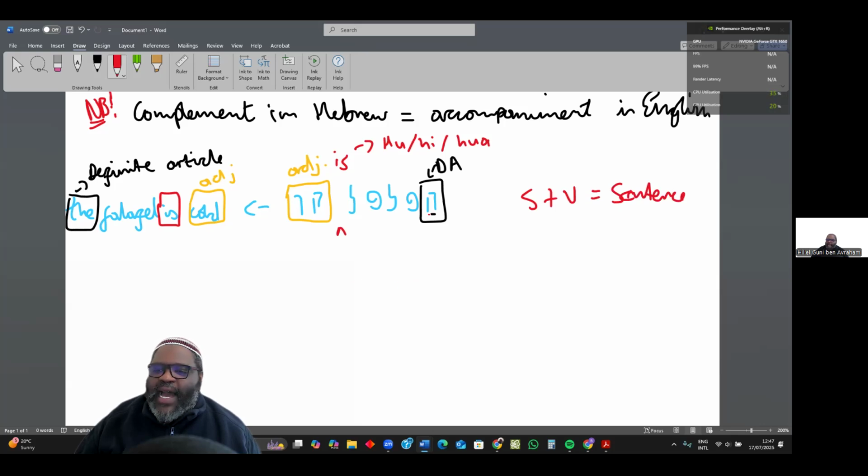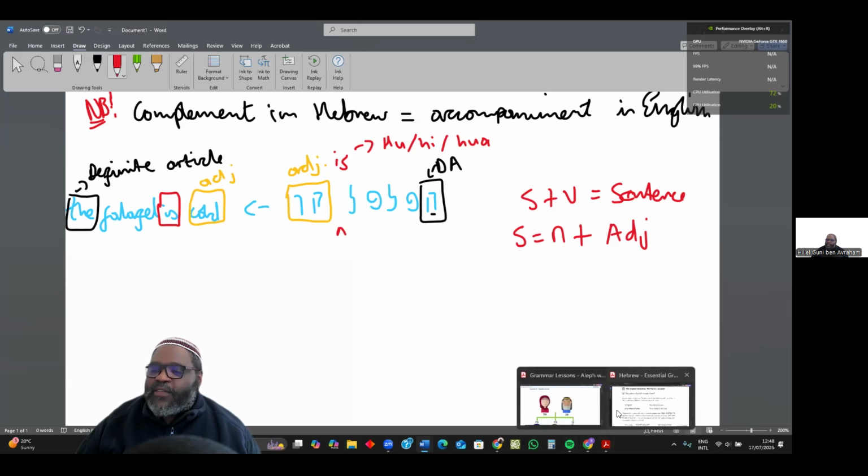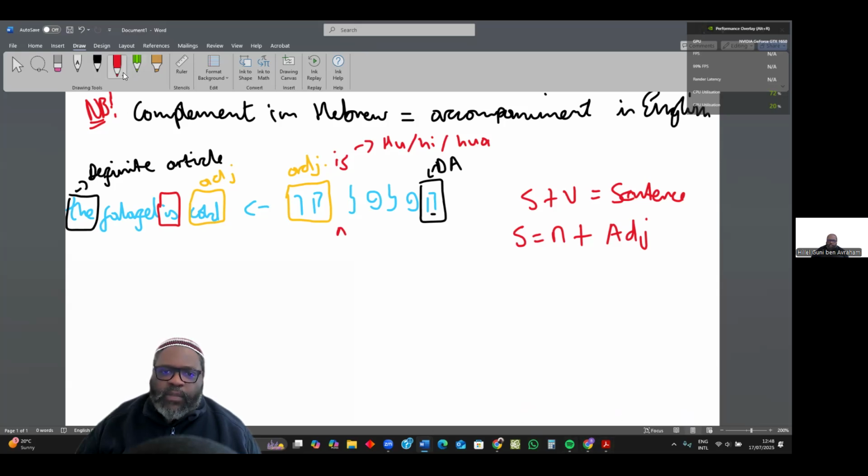So we can say ha falafel kar. First comes the subject, which is the falafel, which is also the noun. So in Hebrew, the subject is equal to the noun, and then we add the adjective. And then we have a sentence. Ha falafel kar. The falafel is cold. Let's go look at another sentence that we can play around with.